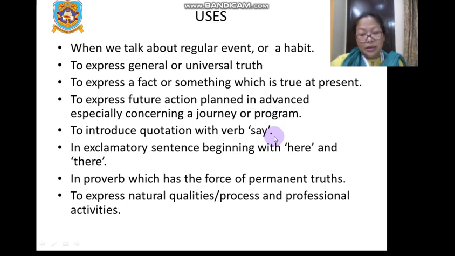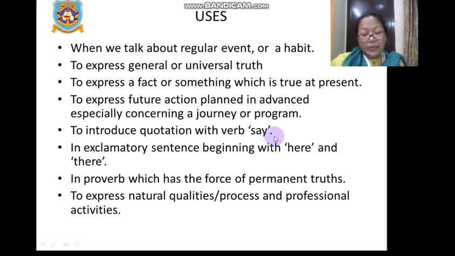There goes the bell. Here comes the train. Okay, these are the examples. In a proverb, which has the force of permanent truth: Birds of a feather flock together. It is a proverb. Right? Then to express natural qualities, processes and professional activities. For example, fruit contains lots of vitamins and minerals. It's a natural quality we are talking about.